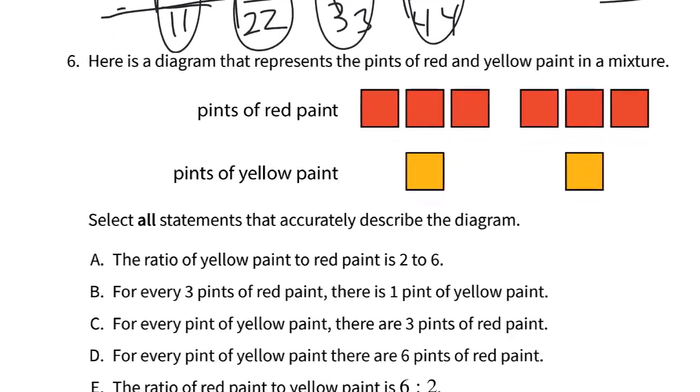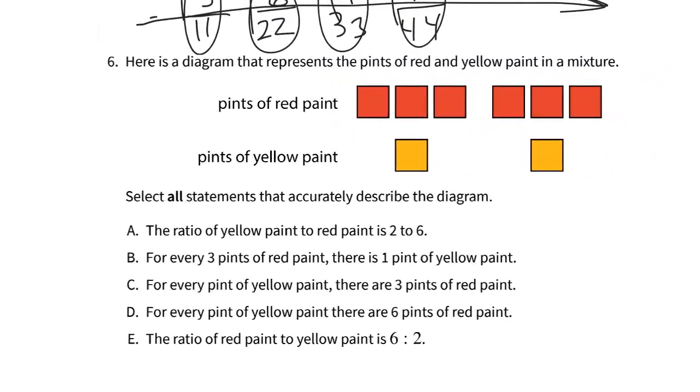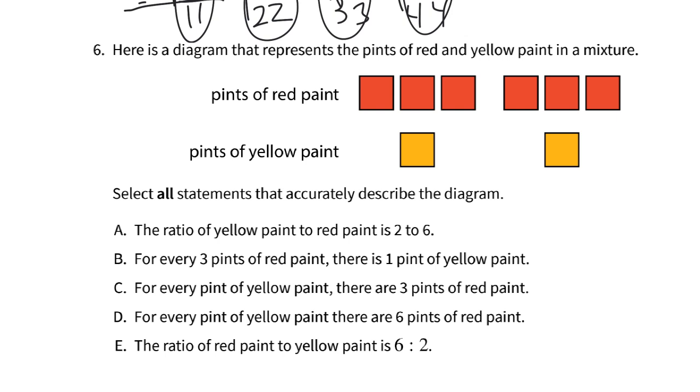And then number 6. Ooh, 6. Is this the last one? Yeah, this is the last one. Woohoo! All right. So here's a diagram that represents the pints of red and yellow. So select all the statements that are true. So this is a little bit of review. The ratio of yellow to red is 2 to 6. Yep. So that's true. So I'll just circle it. Yes, that's true. For every 3 pints of red, you have 1 pint of yellow. Yep, that's also true.